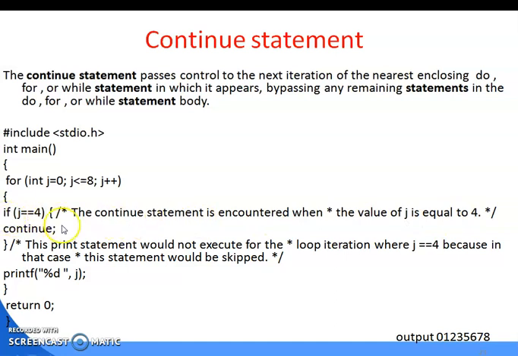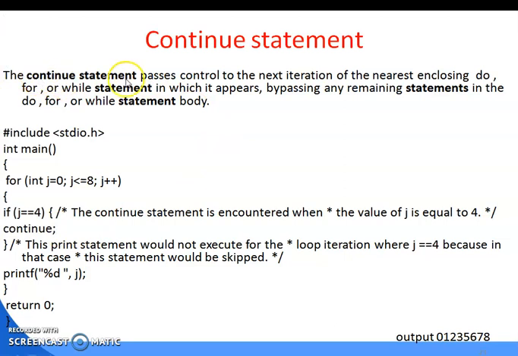So what will be the output of this continue statement? The output is 0 1 2 3 5 6 7 8. Here 4 is absent. That means when the value of j is 4, this value will be skipped by this continue statement.